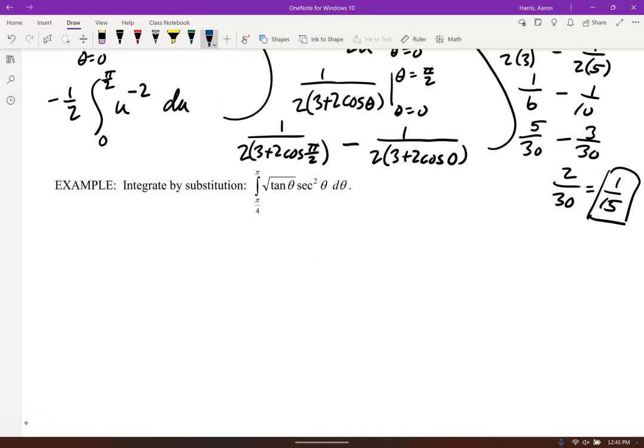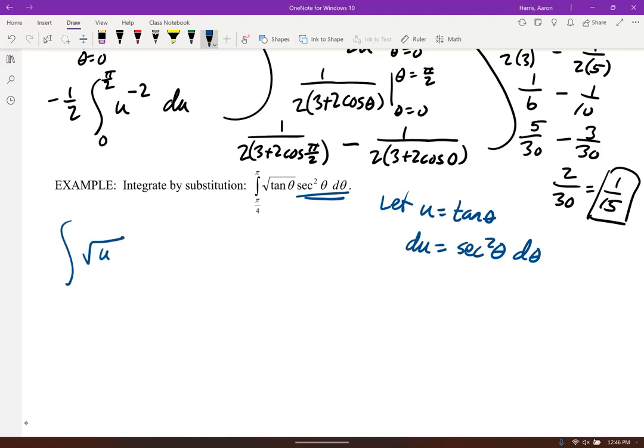Now let's go ahead on this next one. We'll go ahead and let u be that radicand again. So u is the tangent of theta. So du would be the derivative of tangent, secant squared. And notice there's our secant squared, so that'll be our du. So we'll have the integral of the square root of the tangent, that's u, and then we've got secant squared d theta, there's our du, from theta being pi fourths to theta being pi. So we've got pi fourths to pi, u to the 1/2 du.